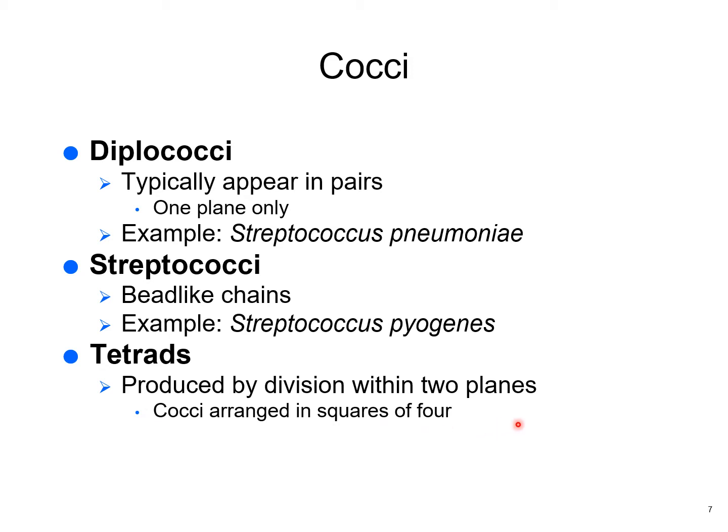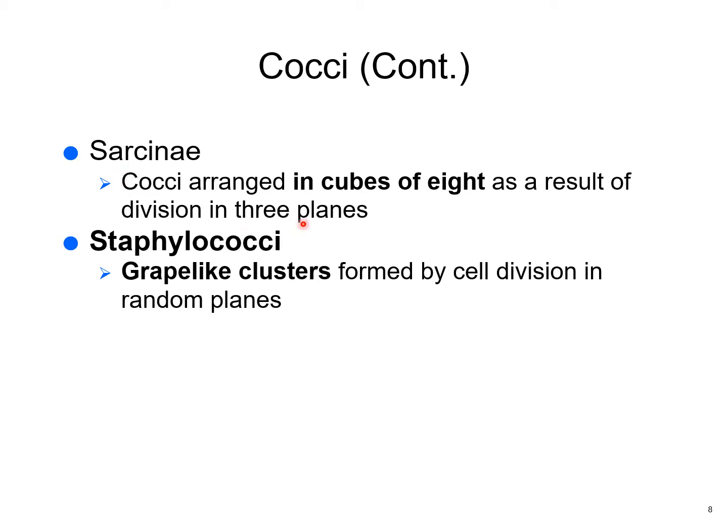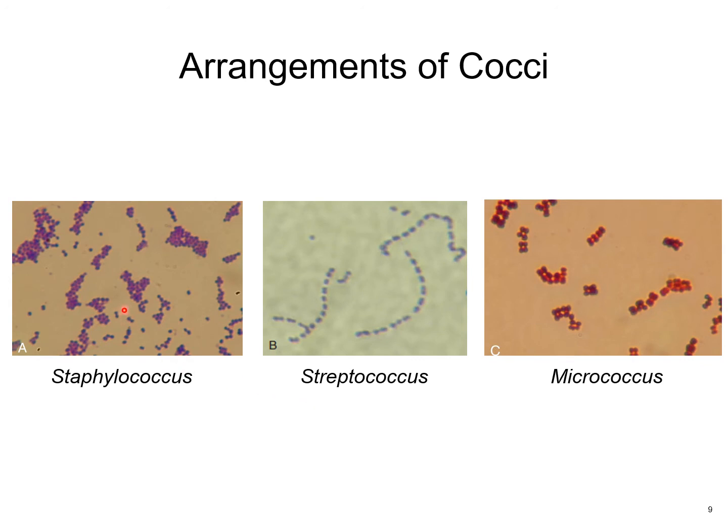Tetrads, it gives no example of these, but there's four. Sarcinae are cubes of eight, and it's a result of dividing and sticking together in three different planes. Now, Staphylococci, grape-like clusters, and there'll be just glops of grape clusters here and here and here on your slide. So here we have staph, streptococcus, and then micrococcus, which appear to be tetrads. See, 1, 2, 3, 4. 1, 2, 3, 4.